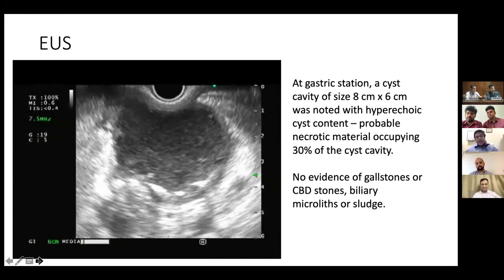The only advantage of the Hot Axios, I can tell you, is that if you are less experienced, even then you can do the drainage procedure well. You just need to know the steps and you can perform the procedure. However, if you are deploying other stents and you have done only a few cases, then you can fail at that point of time. So that's the advantage of the Hot Axios stent.